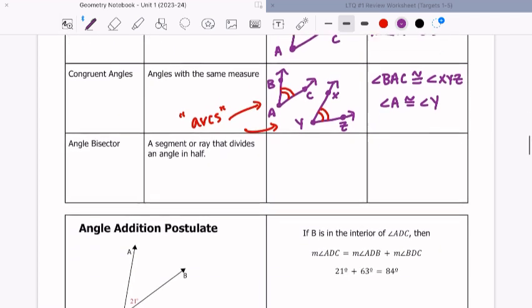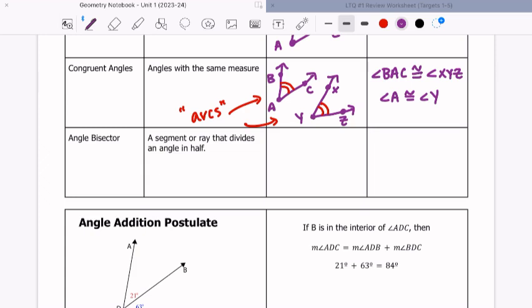Okay, our next term is angle bisector. So remember, bisect means to split in half. So an angle bisector is a segment or a ray that is splitting an angle into two separate and equal pieces. So let's say that I have this angle here. Again, let's call this BAC. An angle bisector will connect to the vertex, and it will go out in this manner. Okay, and let's call this point D.